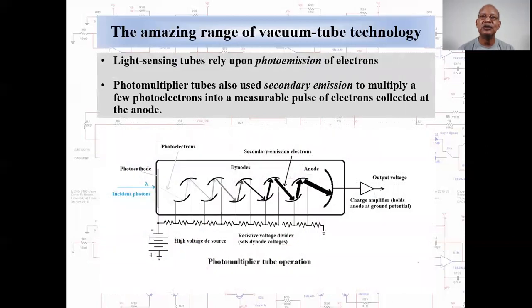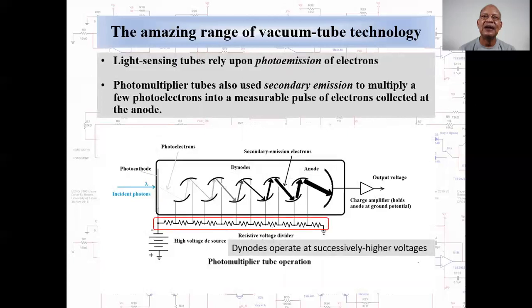The photomultiplier tube included a photocathode, an anode, and intermediate electrodes called dynodes. Dynodes were operated at progressively higher voltages. The anode is held at ground potential, usually by a circuit called a charge amplifier. The photocathode is held at a negative potential, minus 500 volts or so. The photocathode emits electrons when it absorbs photons of light.